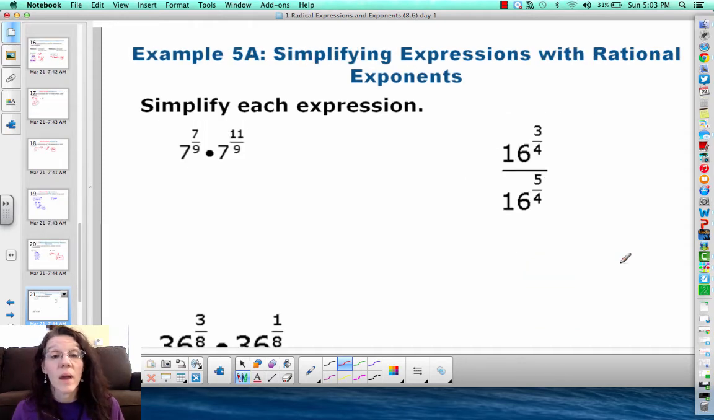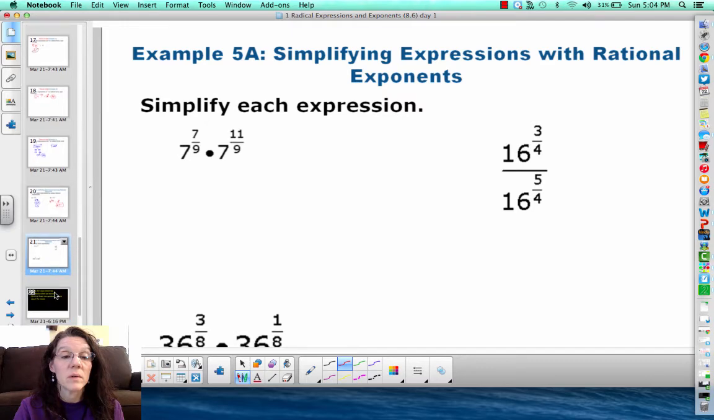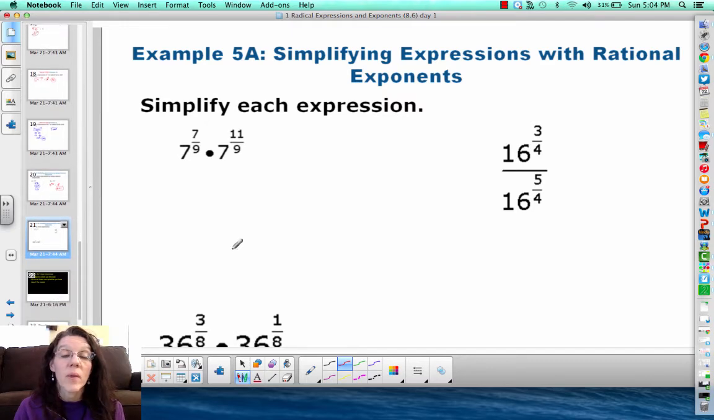Okay, now remember yesterday we had the product property and the quotient property, and the same rules apply here. We can do the same thing. We're going to look at this first one together, and then you're going to do a couple of these on your own. All right, we have 7 to the 7/9 and 7 to the 11/9. If we have 7 to the 7/9 times 7 to the 11/9, what do we do when we are multiplying like bases? We add their exponents.